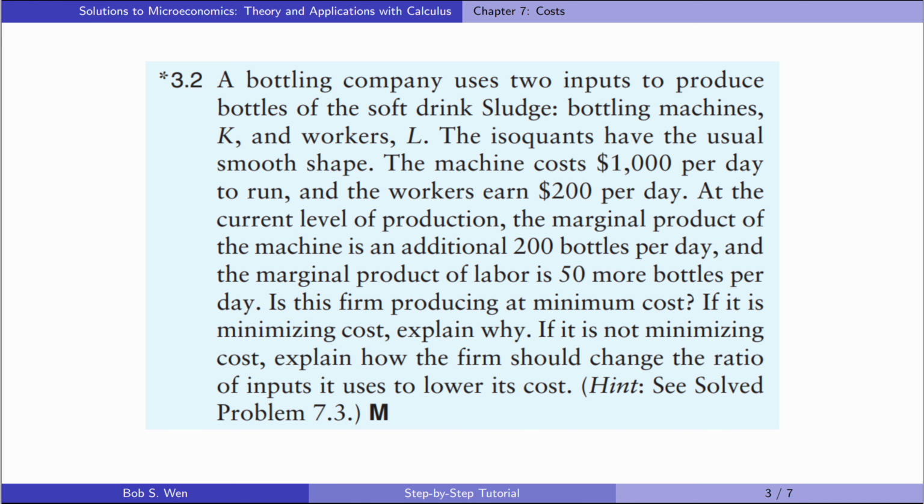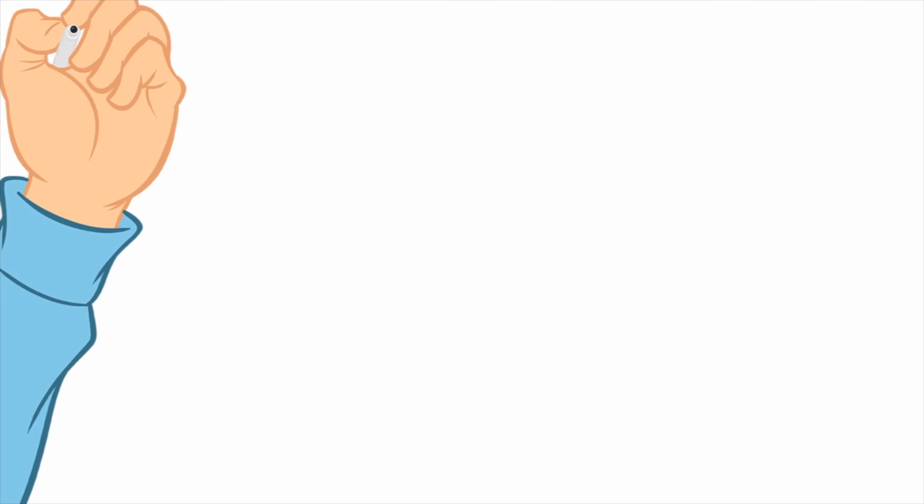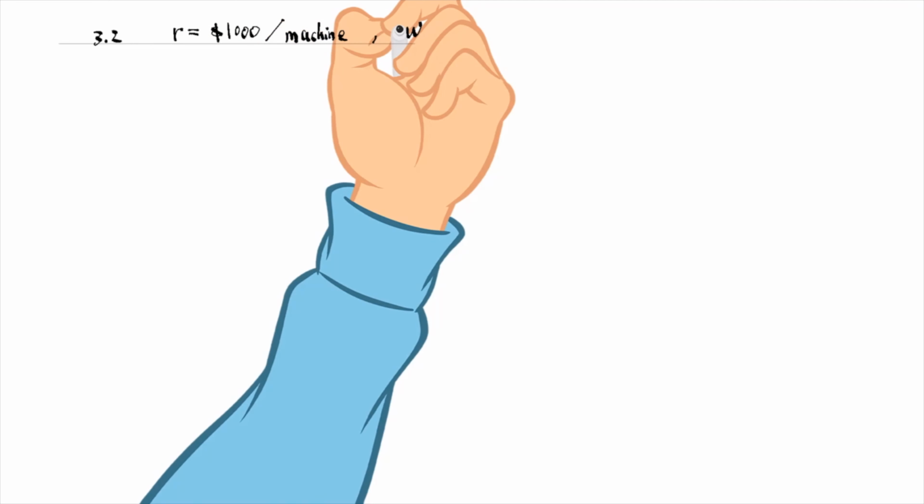Is this firm producing at minimum cost? If it is minimizing cost, explain why. If it is not minimizing cost, explain how the firm should change the ratio of inputs it uses to lower its cost. We can use the last dollar rule to determine whether the firm is minimizing cost. If it minimizes its cost, the last dollar spent on labor results in as much extra output as the last dollar spent on capital. The cost of capital is $1,000 per machine.